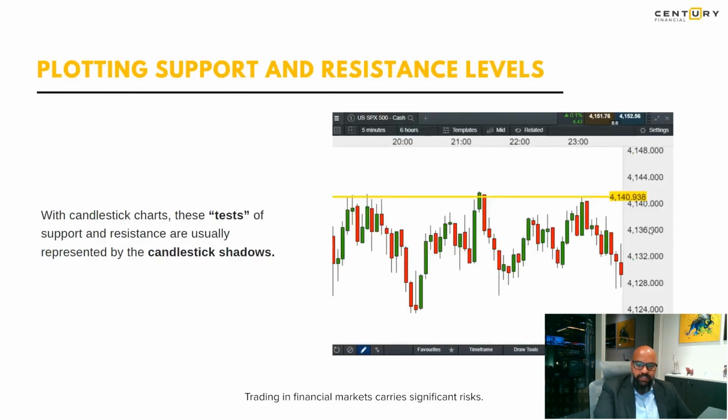Plotting support and resistance. Like I mentioned, this is the SPX chart. Again, this is an example taken on a 5 minute chart, which means each of these candles represents a 5 minute move. In this case, the prices went up, came down a little bit here, and went up again. There's a second time, and again we see a very big drop. That means every time it is moving to these prices, a lot of selling is happening.